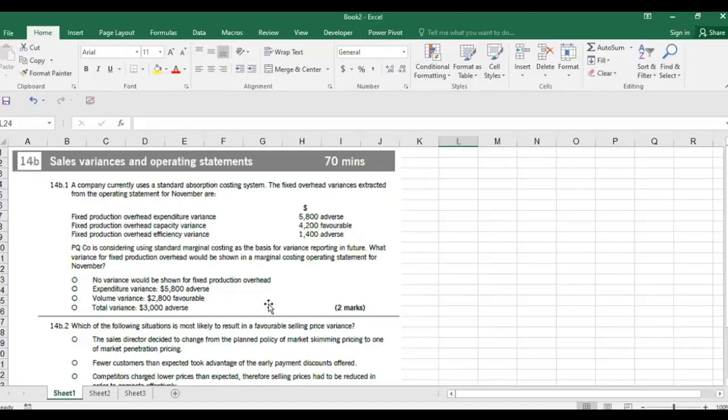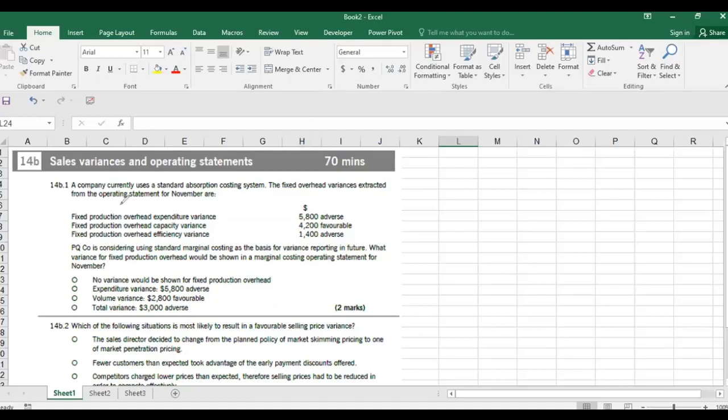This section is 14B about sales variances and operating statements. We have sales volume variance and sales price variance. We'll discuss as we do questions again. Let's see question 14B1 in your kit.